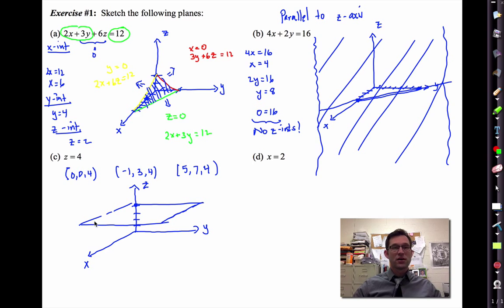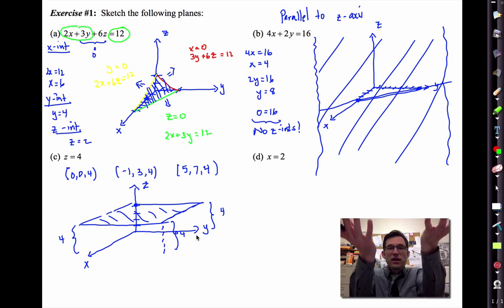Right? Now remember, planes aren't rectangles, but it's this plane that simply is 4 units, always, above the xy plane. Right? So it's the xy plane that's been lifted up 4 units.